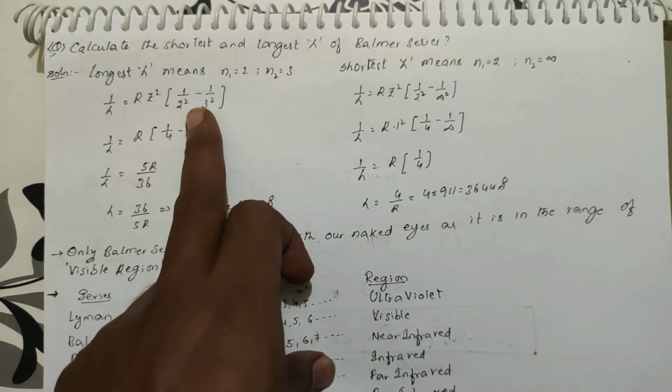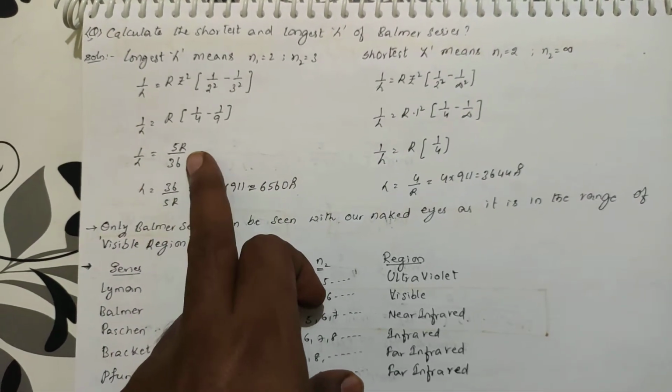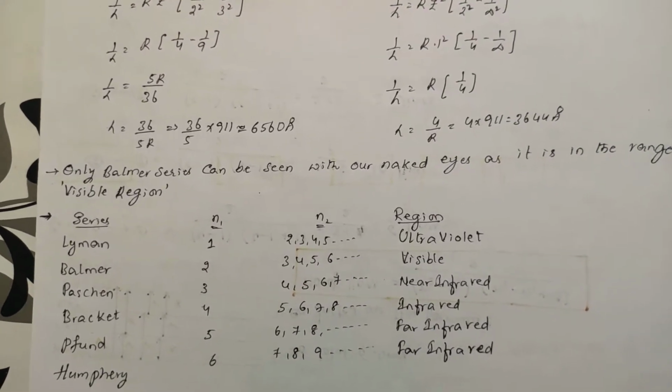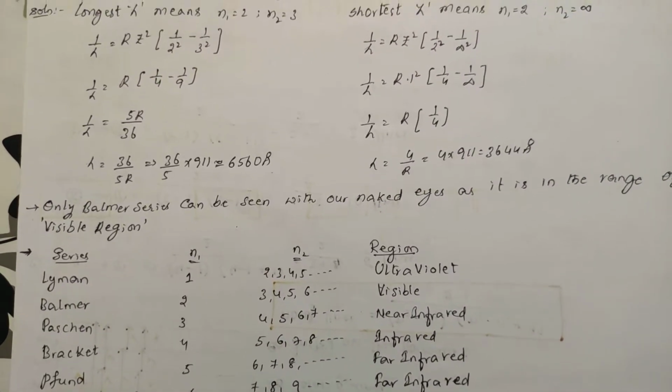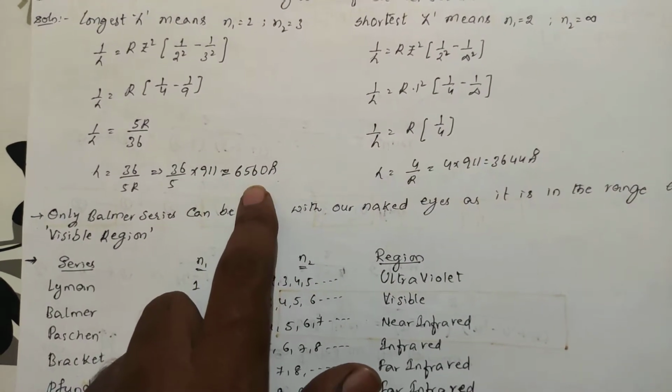So you will be getting R Z square, 1 by 2 square minus 1 by 3 square, so it is 1 by 4 minus 1 by 9. 1 by lambda is equal to 5R by 36, and lambda is equal to 36 by 5R. So 36 by 5, and you know that 1 by R is equal to 911, so you will be getting 6560. So this is the shortest transition, meaning you are having the longest wavelength.